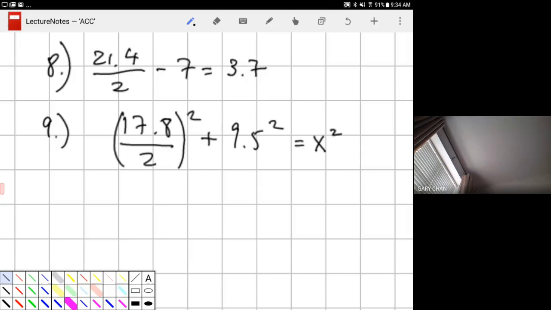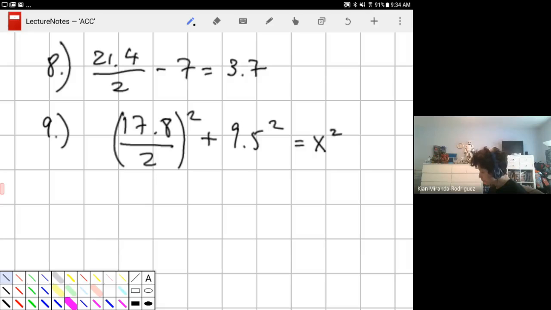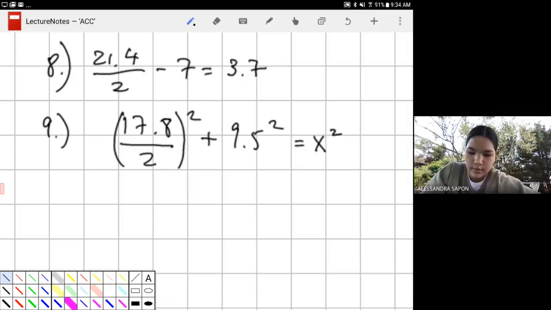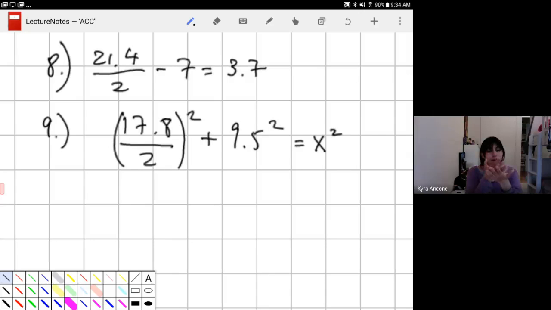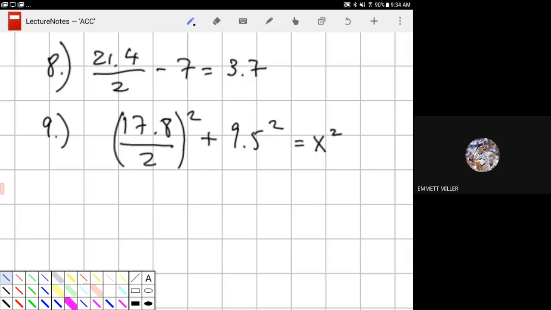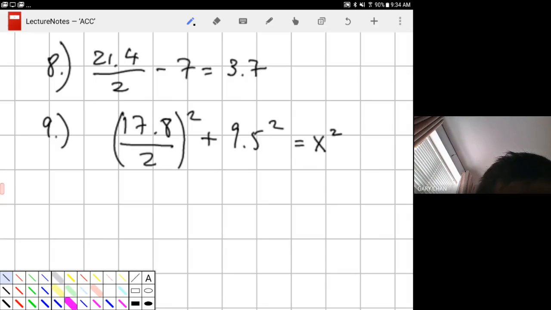All right, so what is that? The square root of 169.46. So 13.01. Wait, I don't think I did that right. Wait, why did you divide by 2 again for the 17.8? Because the 17.8, that is the length of the entire chord. Oh, 9.5. But how would we know? It never explicitly said that.